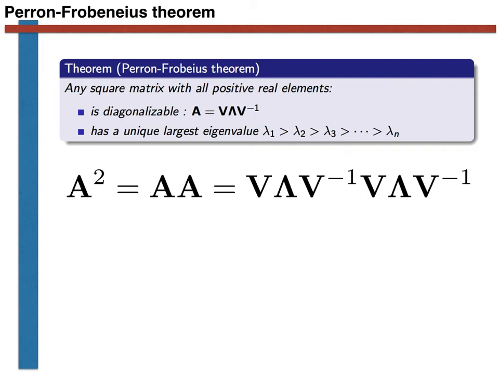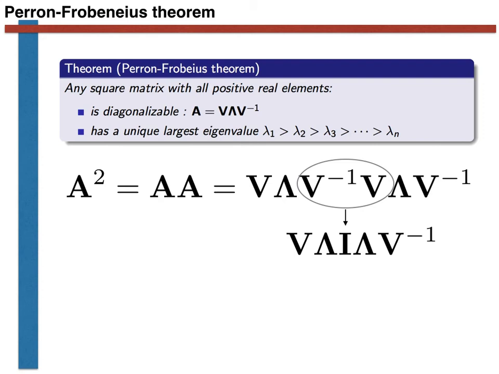But we know from the definition of the matrix inverse that if we take a matrix and multiply it by its own inverse, we get the identity matrix. We can thus replace the factor of V minus 1 V by I. This gives us V lambda I lambda V minus 1. In the centre of this we have three diagonal matrices.